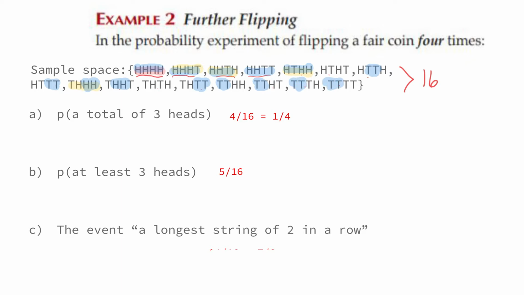Okay, so if you look, that takes away only 2 of them. So that's going to be 14 out of 16, which reduces down to 7/8. That should be an equal to, not a minus.